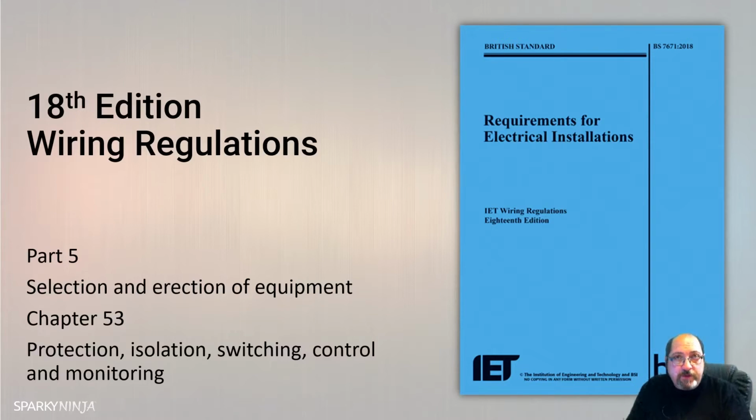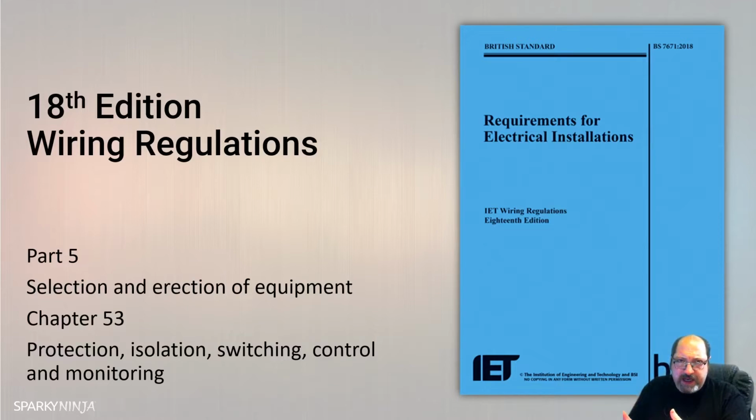51 and 52. 51 covered common rules which apply to the entire content of part 5. 52 was selection and erection of wiring systems, and in that chapter, which we split into a few videos, we included wiring systems, but we also included cables and circuits. We also included connections and talked about proximity and things like that. So as you progress through these videos, always try to remind yourself of the actual intent of this book and the intent of the section that we're looking into.